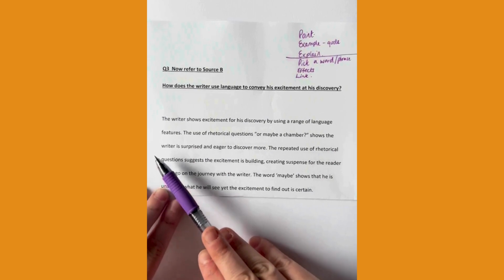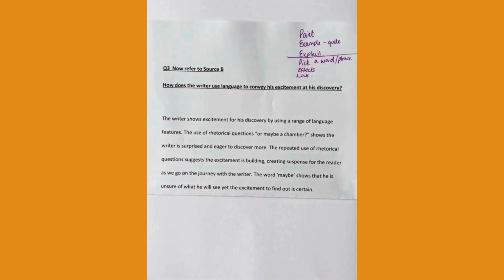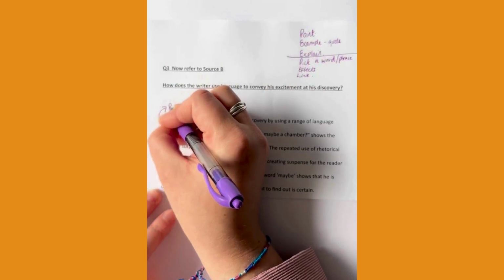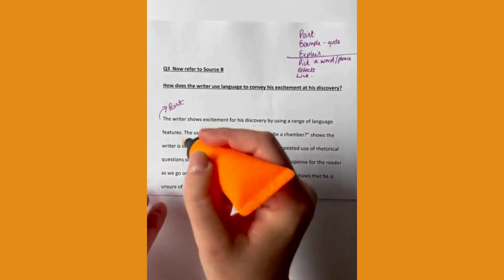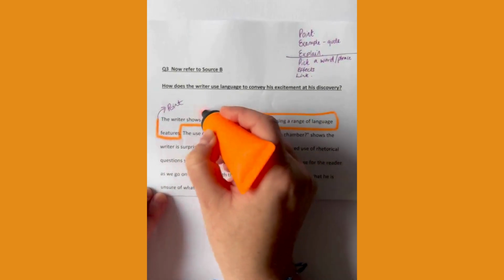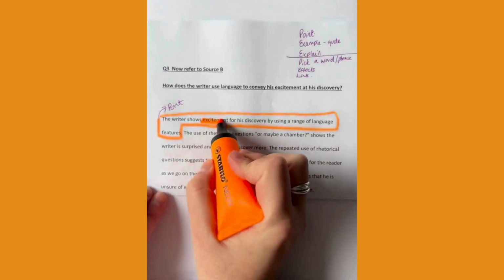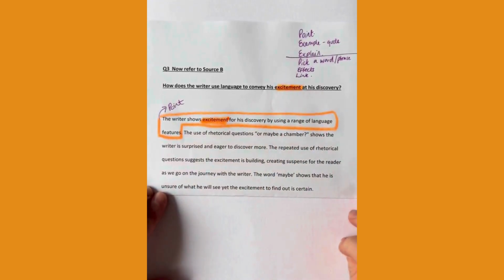So this is our example paragraph. What I'm going to do is label each section so it's really clear to you where we have used parts of those skills. So our first thing, if you remember from before, we need to link to the question. So our point has to link. So here is our point here. The writer shows excitement for his discovery by using a range of language features. So I've used the word from the question in my point. I've made it really clear to an examiner. I know what I'm looking for. This is what I've got to say, and they will understand that you understand.